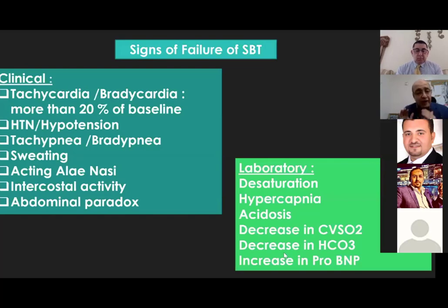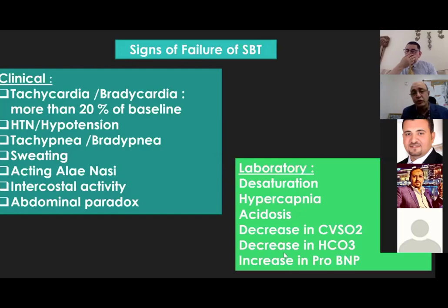So hypertension or hypotension can be a sign of failure, sweating, tachypnea or bradypnea, accessory muscle use, intercostal activity, abdominal paradoxical movement. Desaturation, hypercapnia, acidosis, decrease in central venous oxygen saturation, or decrease in perfusion are all considered signs of failure of spontaneous breathing trial.